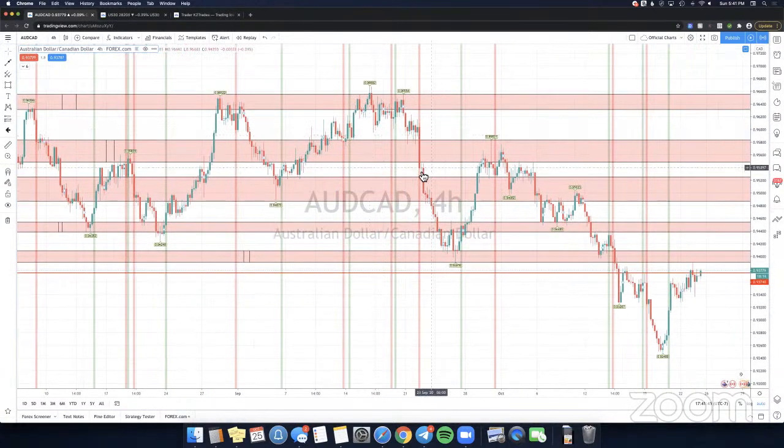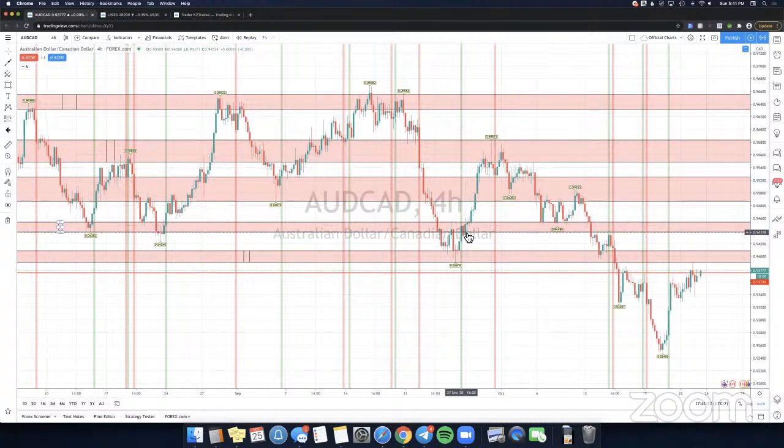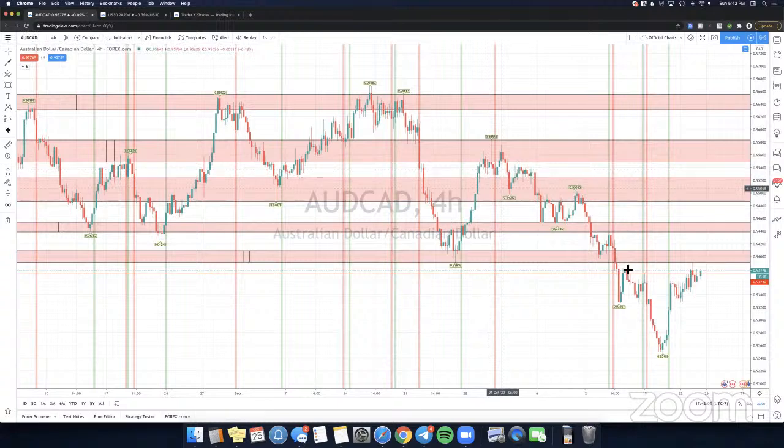Like literally right here, we got a sell signal. You could have taken a sell position and rolled that down right there. Same situation right here with this buy signal. So we got a buy signal, price broke the zone right here. You take a buy position right here and you ride that up for 84 pips. And it's pretty much the same thing over and over again.